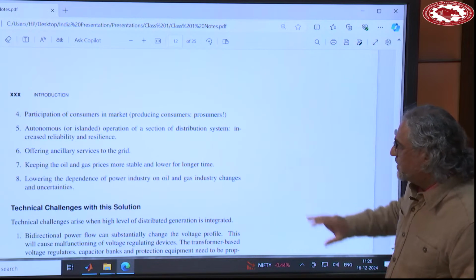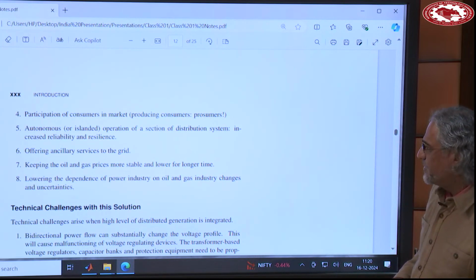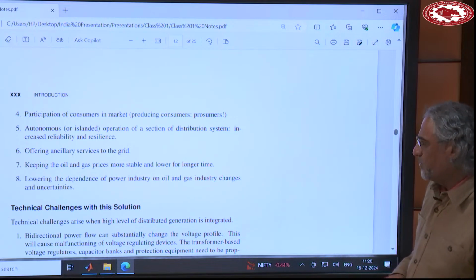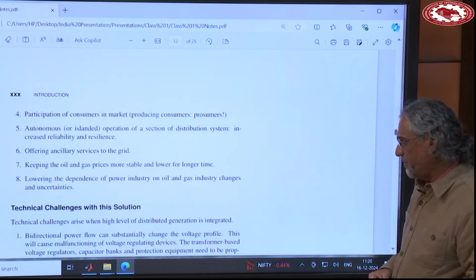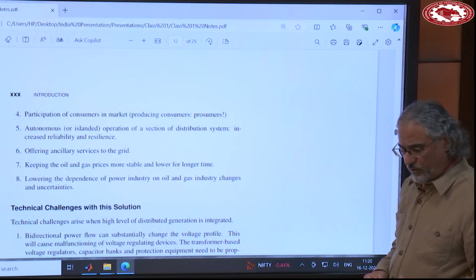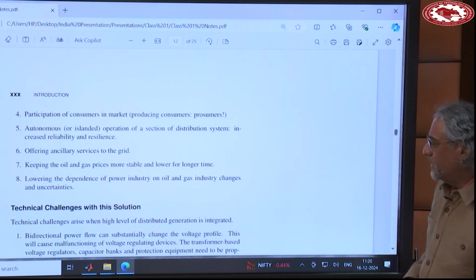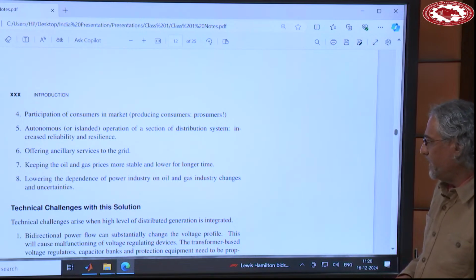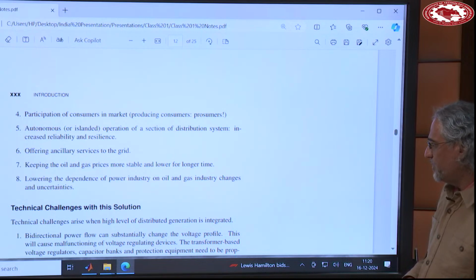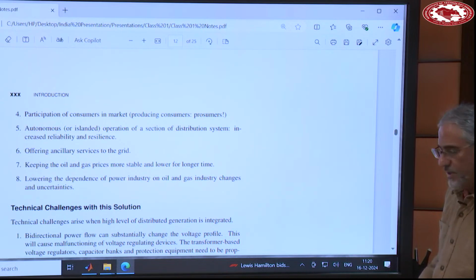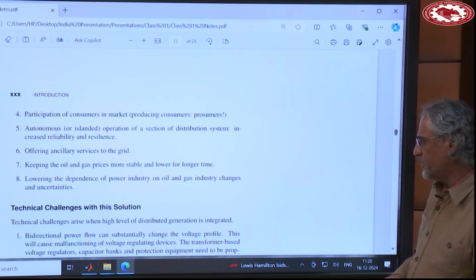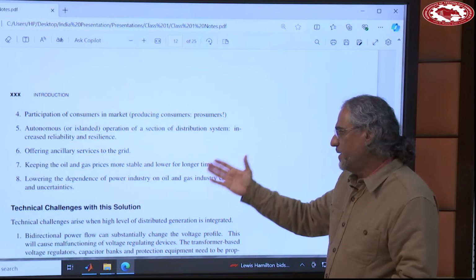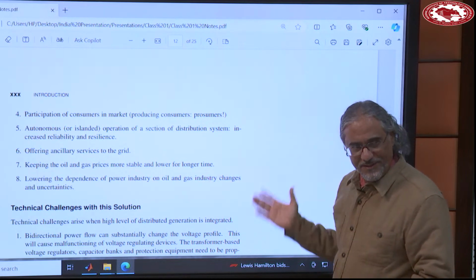These distributed systems can provide ancillary services to the grid. There are many different types of services, which we call ancillary services. They can provide them to the grid, and they can be reimbursed for that. It also keeps oil and gas prices more stable and lower for longer times, and lowers the dependence of the power industry on oil and gas industry changes and uncertainties, because this is an industry which has always been very uncertain and dynamic.